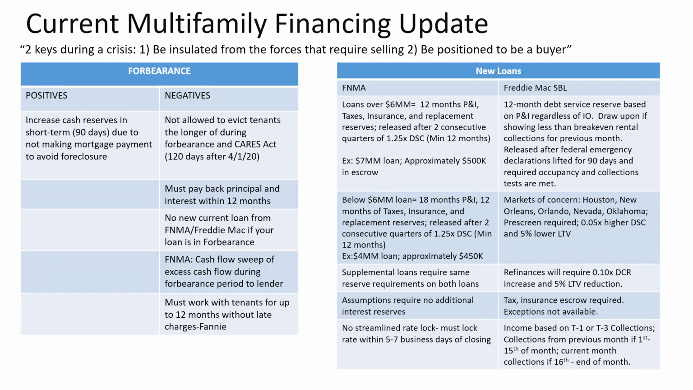On the new loan side, Fannie and Freddie have different rules, but similar. Basically, they're making you put up 12 months of an interest reserve. On the Fannie side, 12 months of P&I, taxes, insurance, and replacement reserves, and you have to hold that for 12 months. So that's about 10% of your loan amount, or a little bit less than 10% on a larger loan. And on loans under $6 million, it's 18 months of P&I. So that's probably more than 10% of the loan amount. Luckily, on the Fannie side, there are no additional interest reserves on assumptions.